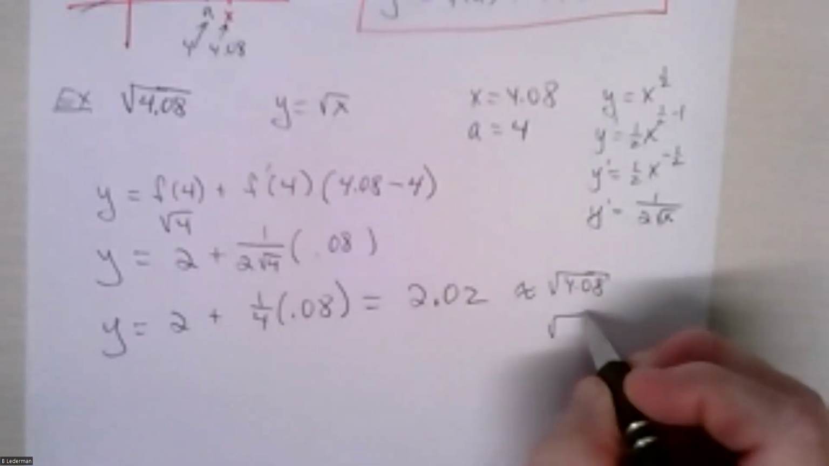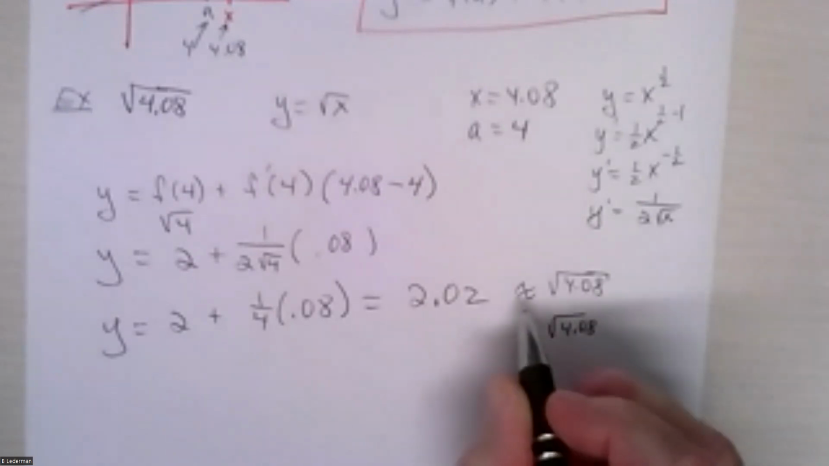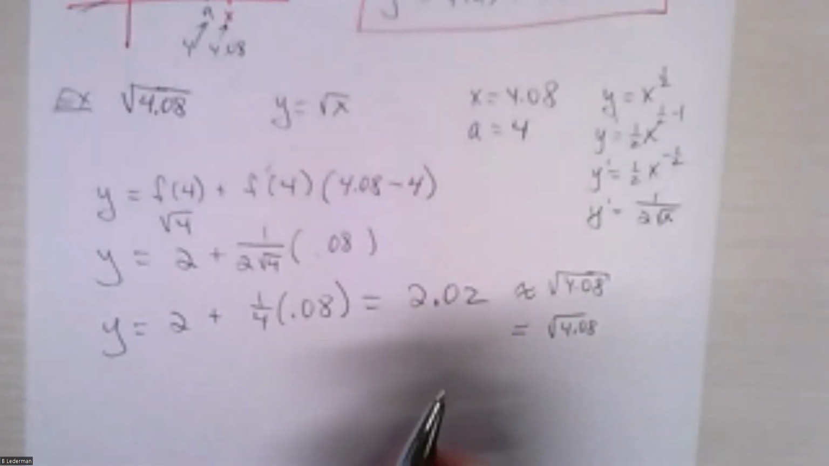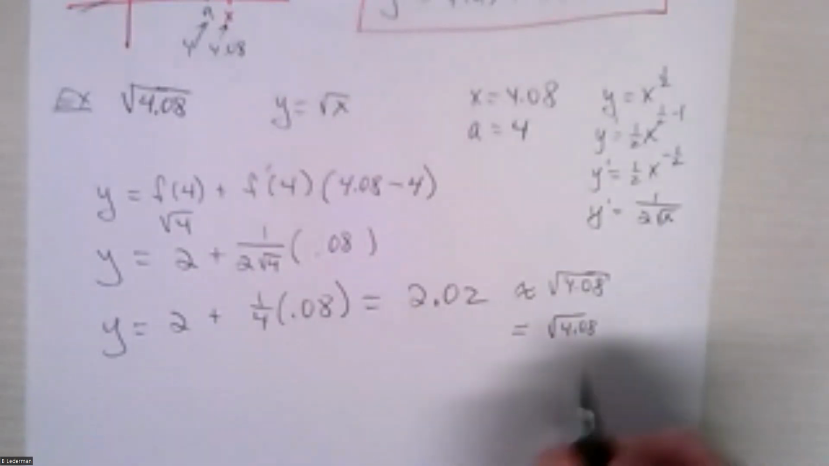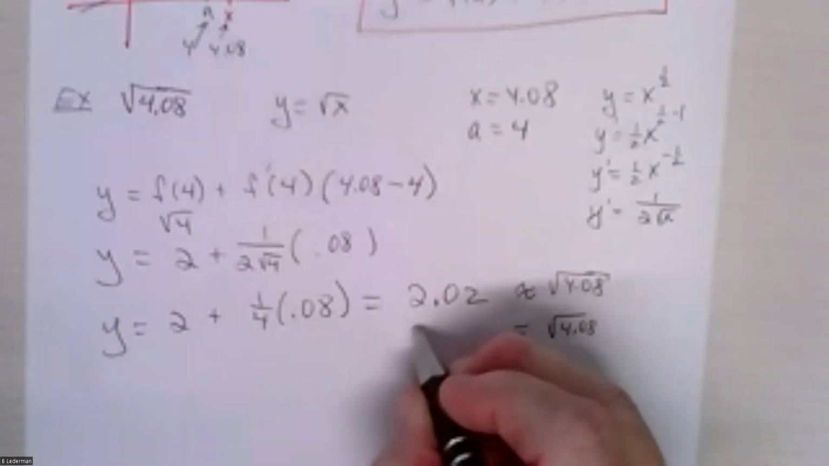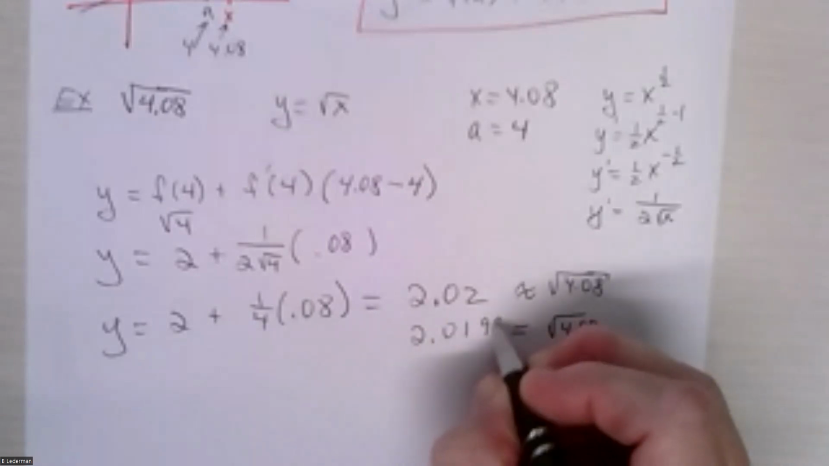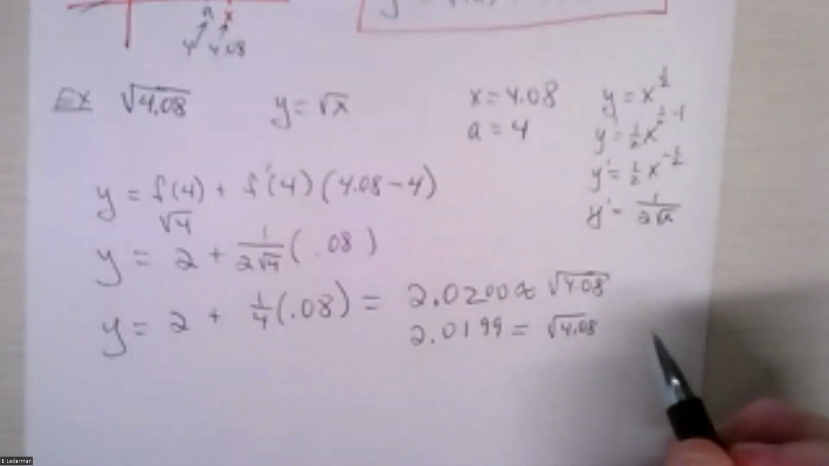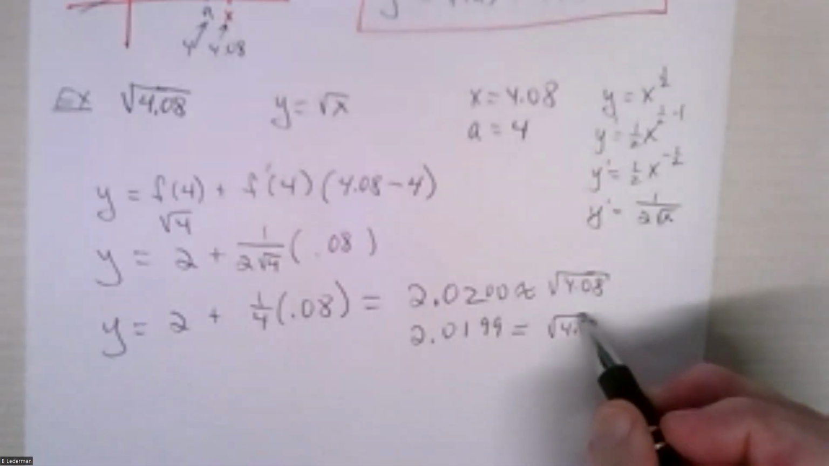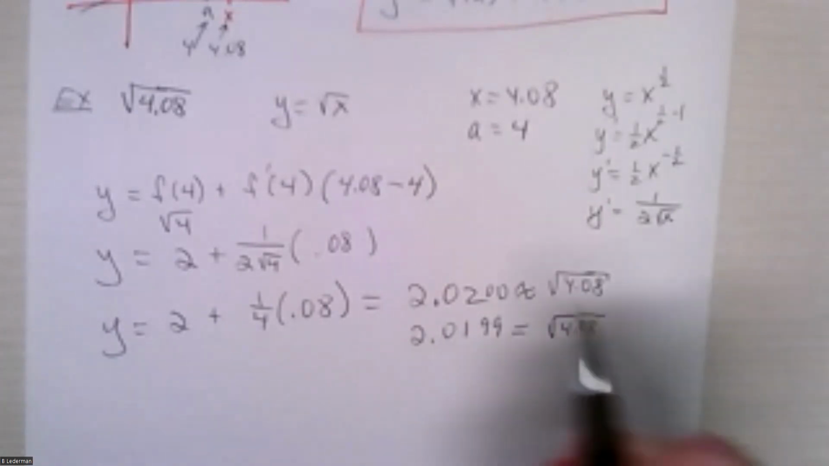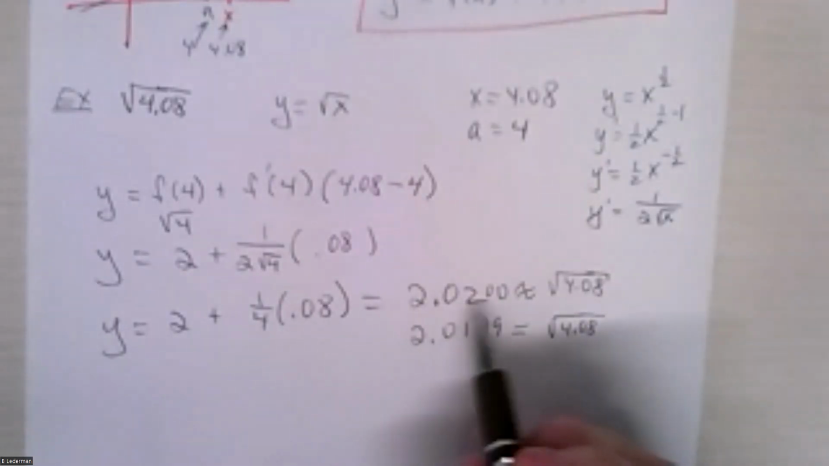What is, using a calculator, that wavy equal sign means approximate. Using a calculator, I get the square root of 4.08 equals 2.0199. So look at that. The exact answer using a calculator is 2.0199. The approximate answer using this method was 2.0200.